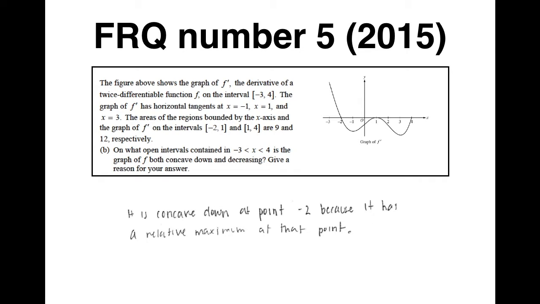The third student said it is concave down at point -2 because it has a relative maximum at that point. So the question asked for an interval or for intervals. So if your answer gives a single point, it's probably not going to be correct. Maybe at the point x equals -2, it's concave down, but it's not going to answer the question. So 0 points here.